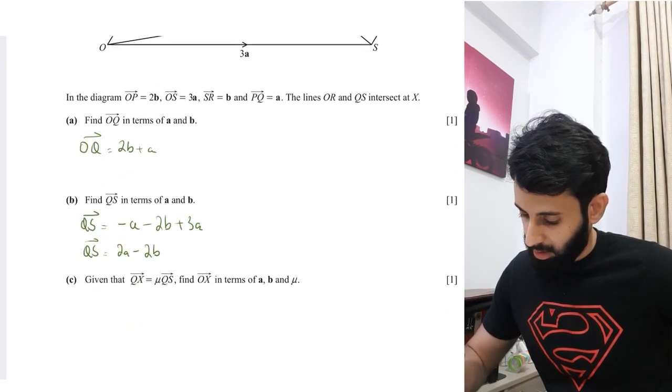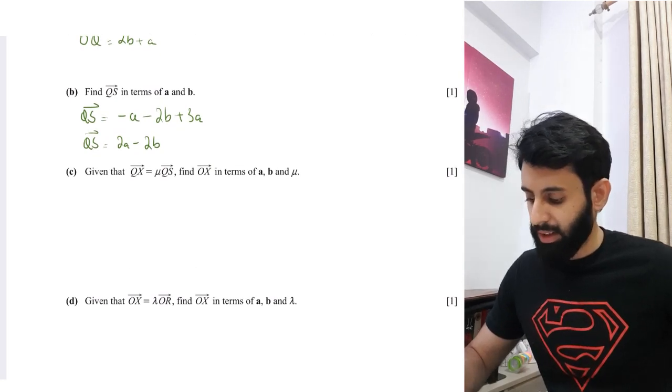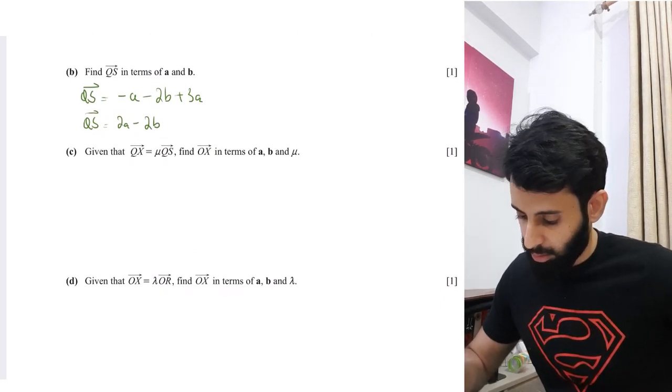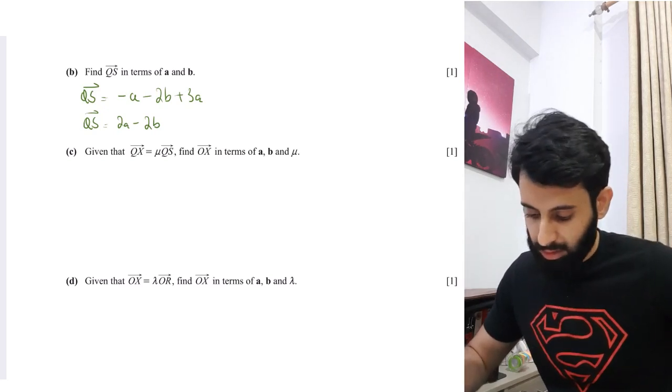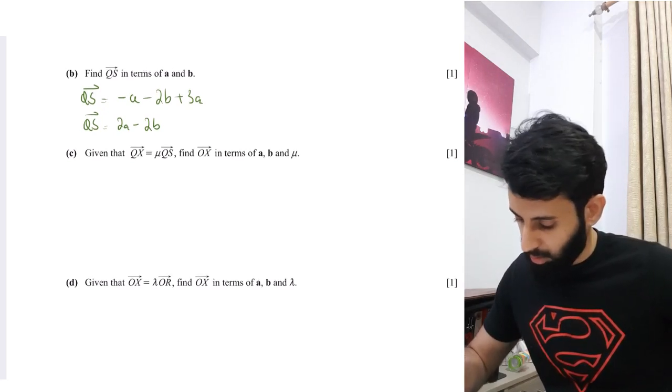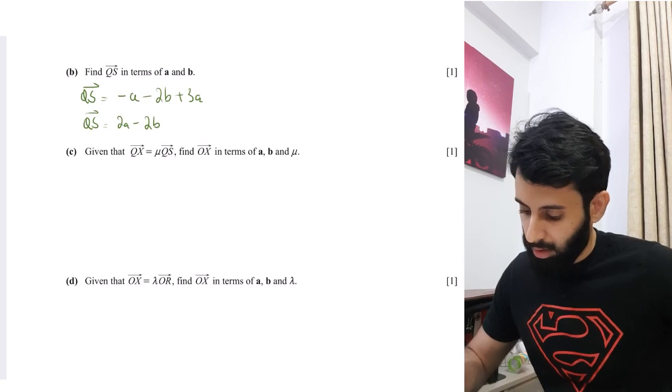Yeah, let me double check. Yep, that's correct. Then it says, given that QX is equal to mu times QS, find OX in terms of a, b, and mu. Okay, so let's do that.